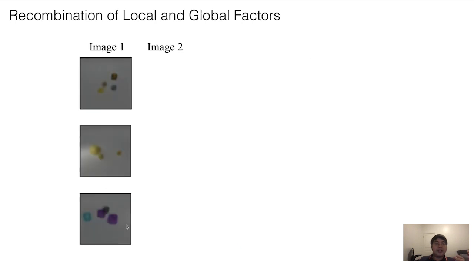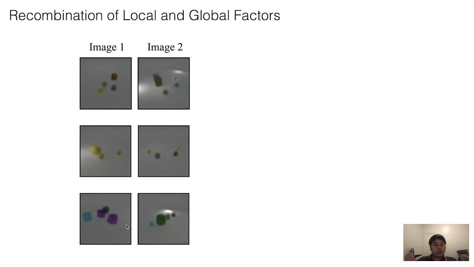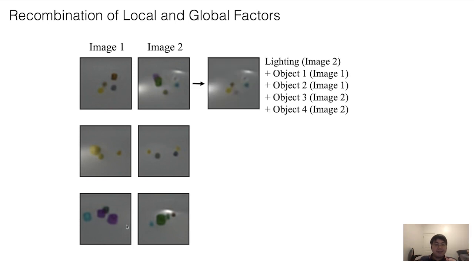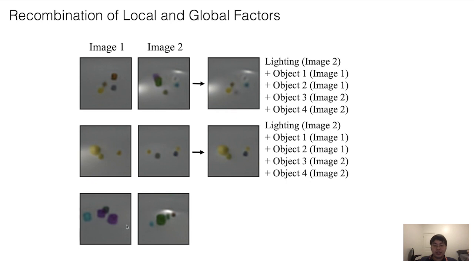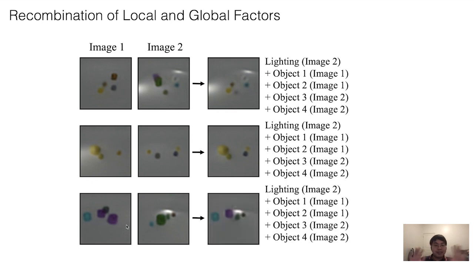We can also recombine both local and global factors. We can take these 2 images here, and by inferring both of them simultaneously, we can generate a scene with objects in one image and lighting of a second image, shown here, and here, and here. Please see our paper for additional details on how we can flexibly specify whether we generate either a local or global factor variation.